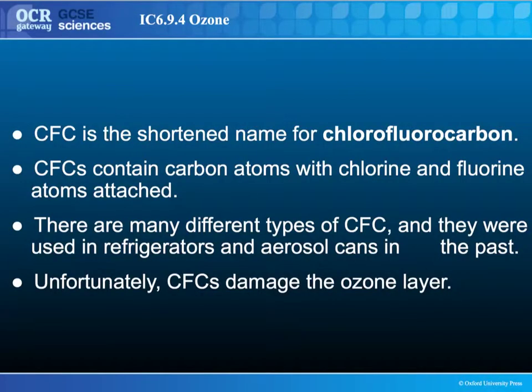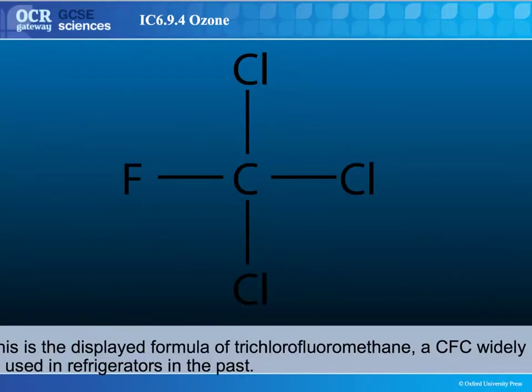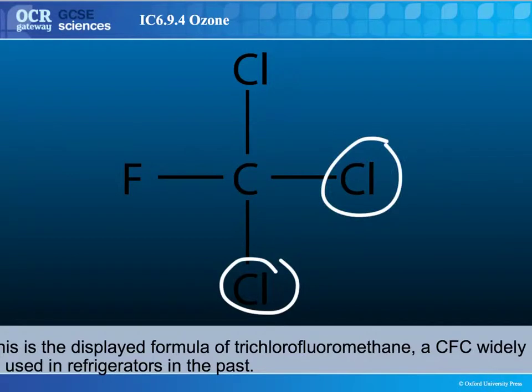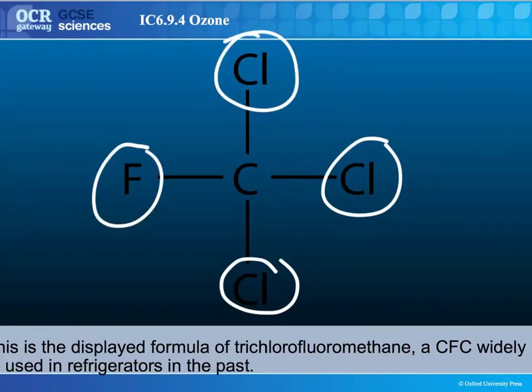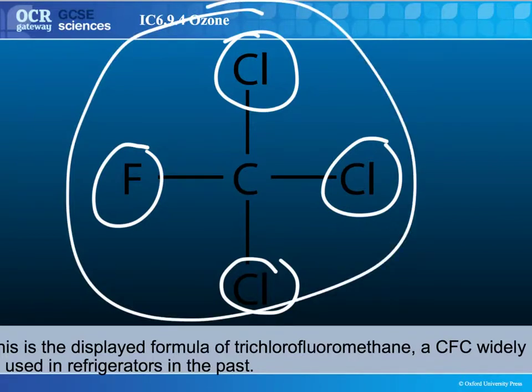So moving on to CFCs. CFCs are chlorofluorocarbons. They're called this because they're basically made of chlorine, fluorine and carbon. There are many different types and they are damaging to the ozone layer, and the reason that they're damaging will become clear shortly. This is trichlorofluoromethane. The reason it's called trichlorofluoromethane is because it's got 3 chlorines, trichloro, 1 fluorine, fluoromethane, because it's essentially the structure of a methane molecule. It used to be used in refrigerators.